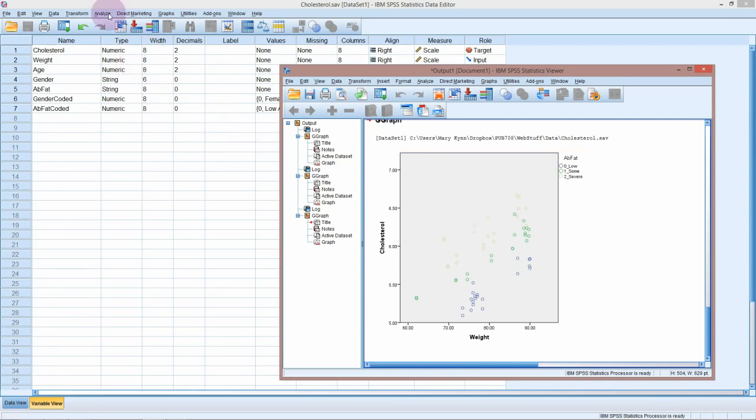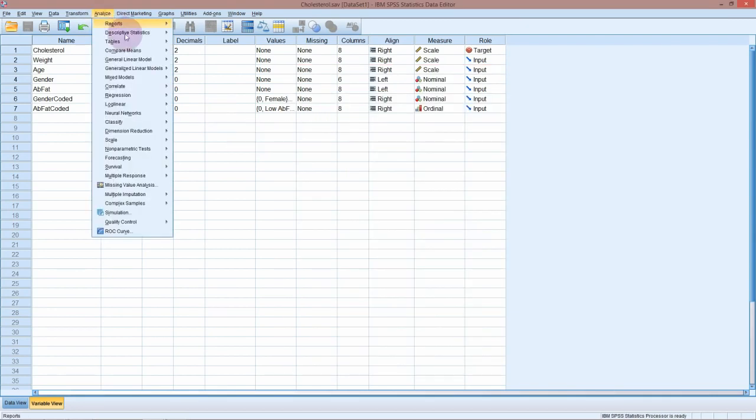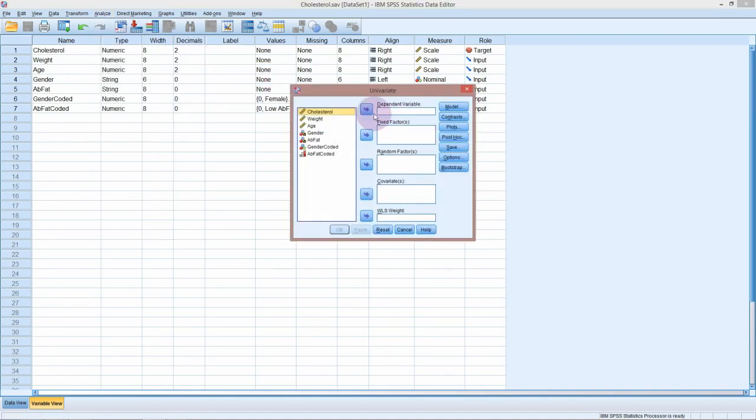To build the general linear model, we go to Analyze, General Linear Model. Make sure you don't choose the generalized linear model. This is a more advanced model, and we're interested in univariate, the first option. Our dependent variable is cholesterol. Now let's just keep the model simple, so I'm not going to put all of these variables in the model, although we can do that after.